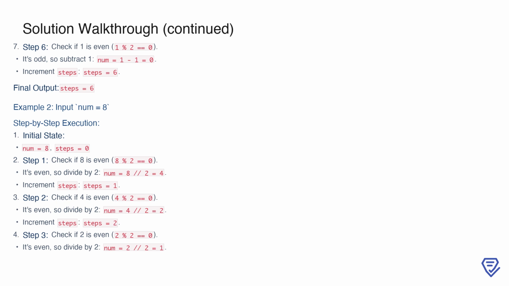With number equals 1, we check if it's even, and since it isn't, we subtract 1 to reduce it to 0. This brings our total step count to 6. So, the final output for this example is steps equals 6.